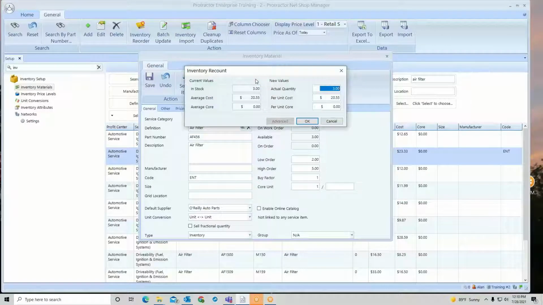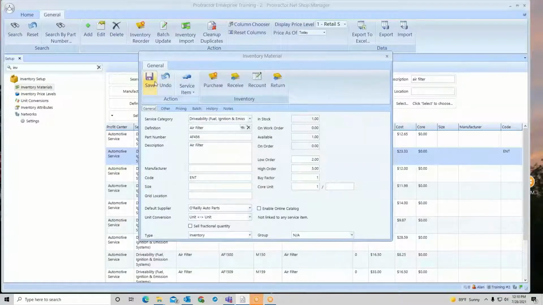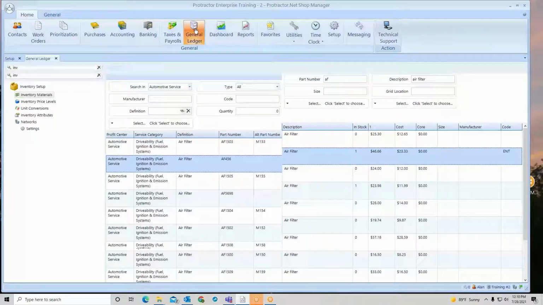So anytime I recount, it's going to start with the actual quantity that it's showing, which is 3, and the cost per unit. So if I don't have 3 in stock and I actually only have 1, then I just change it to 1. Now what's going to happen is your inventory value is going to drop by those 2. So if I save it, let's go over to General Ledger and take a look.